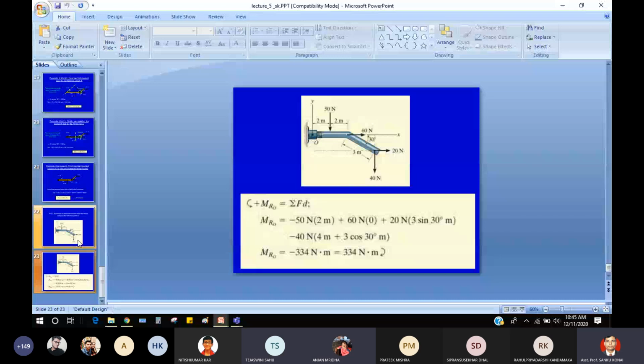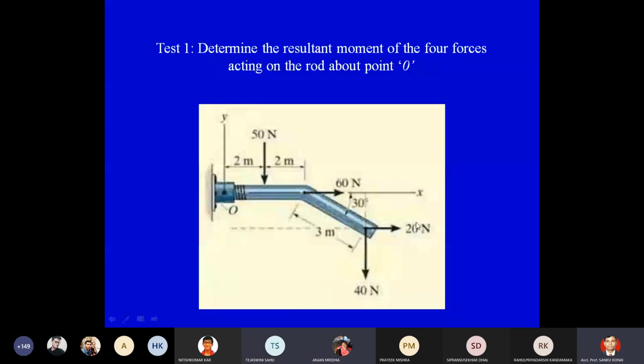What is the perpendicular distance from the line of action of 20 Newton? 3 sine 30. I told you, you have to take the line of action like this, and this distance you have to calculate. This distance will be equal to this distance. So this is 3 meter, this will be 3 cos 30 and this will be 3 sine 30. So 3 sine 30 is the perpendicular distance from O point to the line of action of the 20 Newton force. Are you getting it? Yes, sir. Got that. Okay, fine.